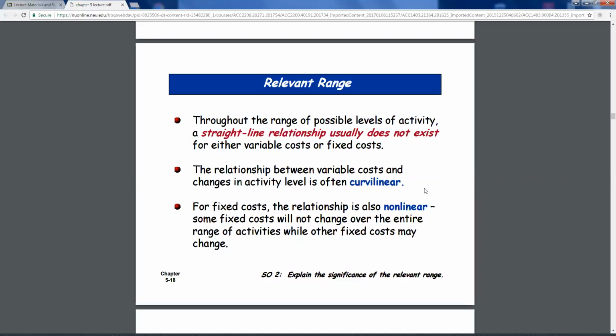So if I build a wing onto my hospital, or if I add additional seats into my movie theater, then my relevant range would change. But for our purposes, we're going to assume that the relevant range remains constant, which means that our fixed cost will remain constant by and large.